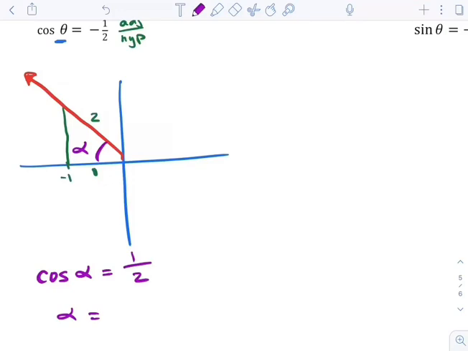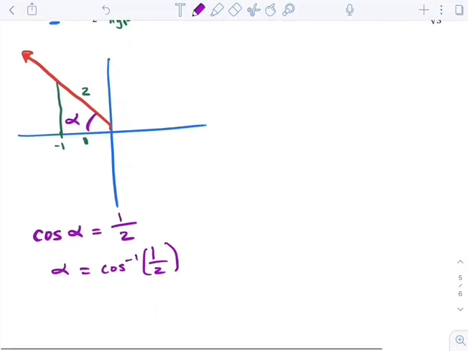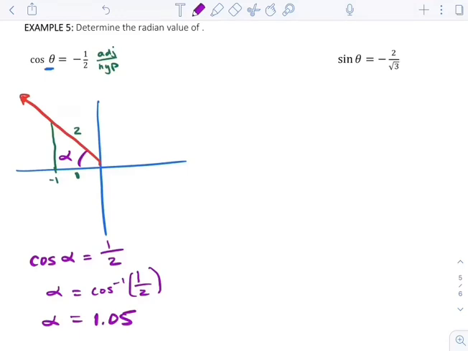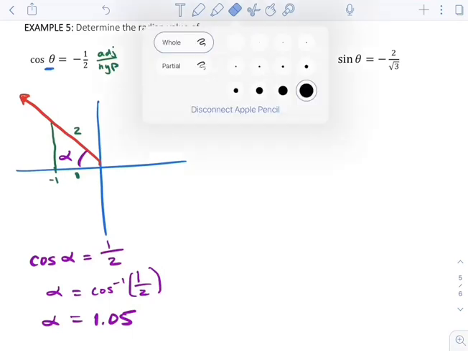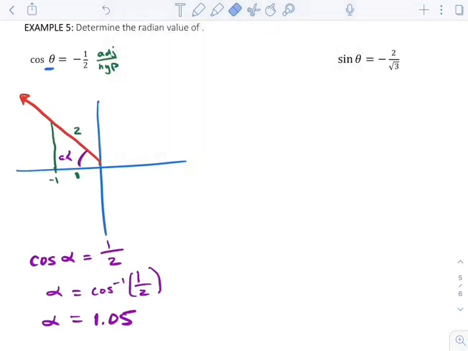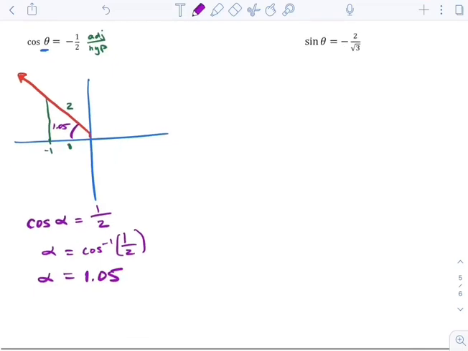I can bring cos over to the other side. I can put that into my calculator. Which is 1.04. Or 1.05 if we rounded it. That's in radians. So that would tell me that this value here, underneath the angle, I'm going to put that in there for us. Is 1.05.